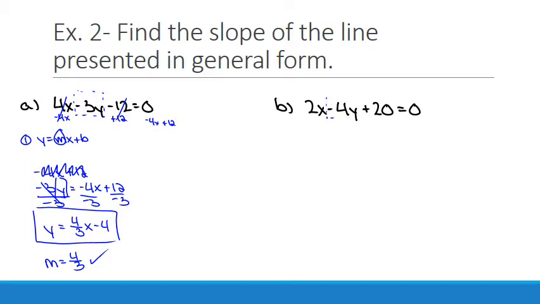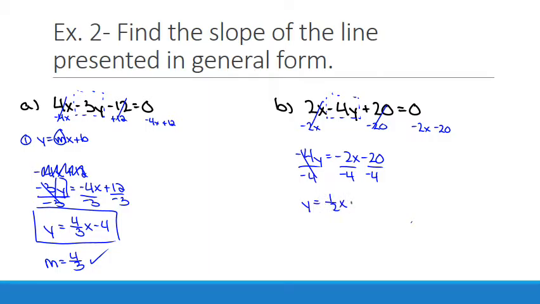Okay, B, same idea. We want to try to get this y term by itself first, so I'm going to have to subtract 2x away, and I'm going to have to subtract 20 away. So negative 4y equals negative 2x minus 20, and then now I simply divide by negative 4. So it's a pretty easy process to convert general form into slope-intercept, and that's why I'm suggesting to do it. Convert it to slope-intercept because it's quick, and then you can determine the slope.